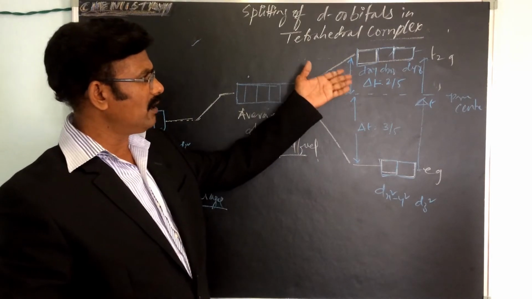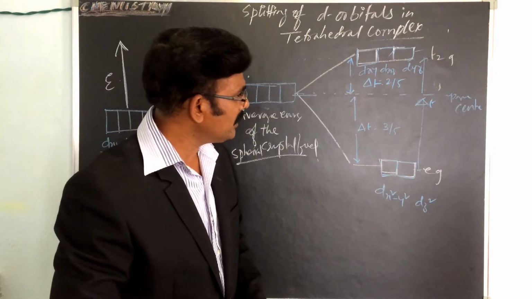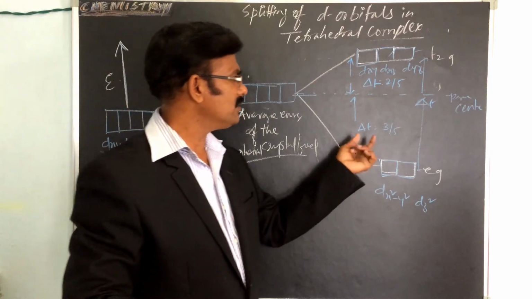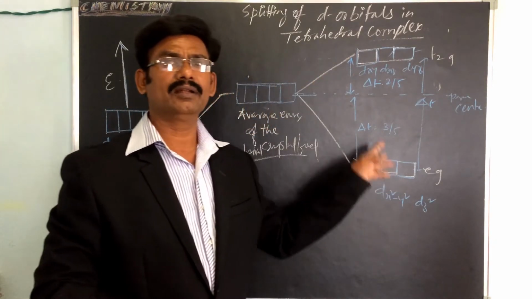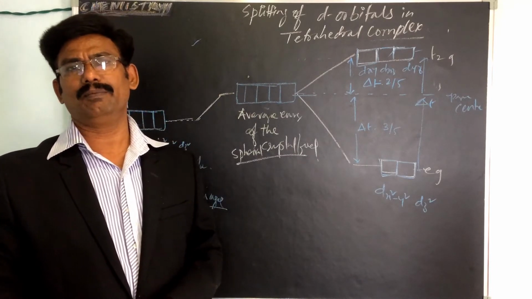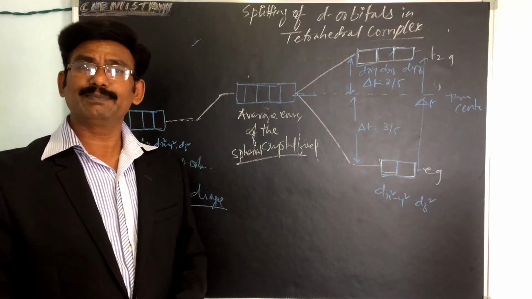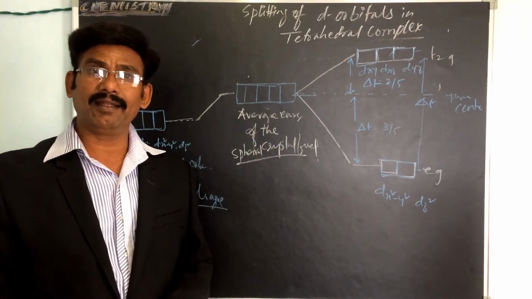Now the energy from the barycenter: delta T is equal to 2 by 5 for the T2g energy, and for the Eg energy, delta T is 3 by 5. So T means tetrahedral complex. Okay, this is about the splitting of d orbitals in the tetrahedral complex.